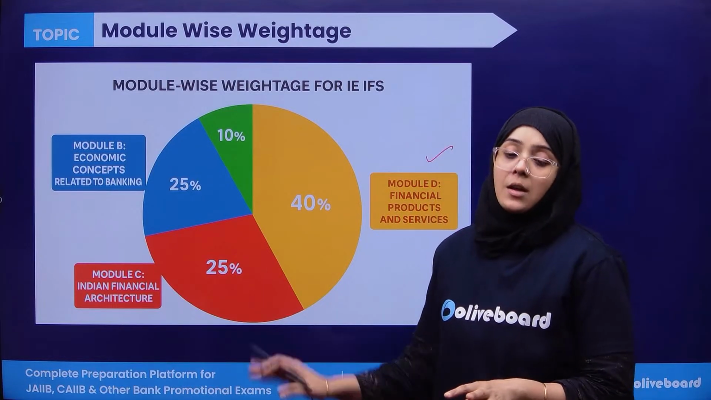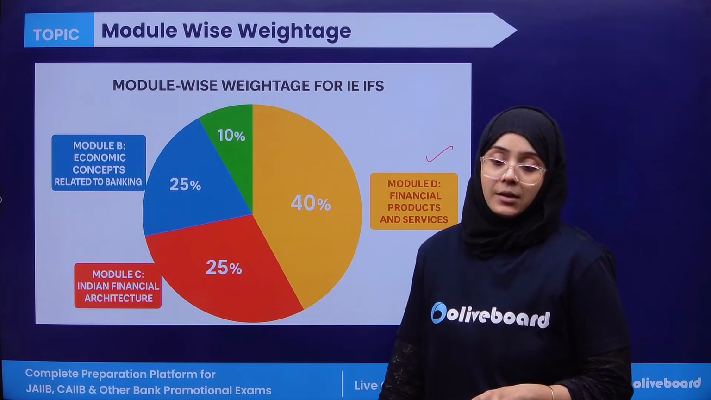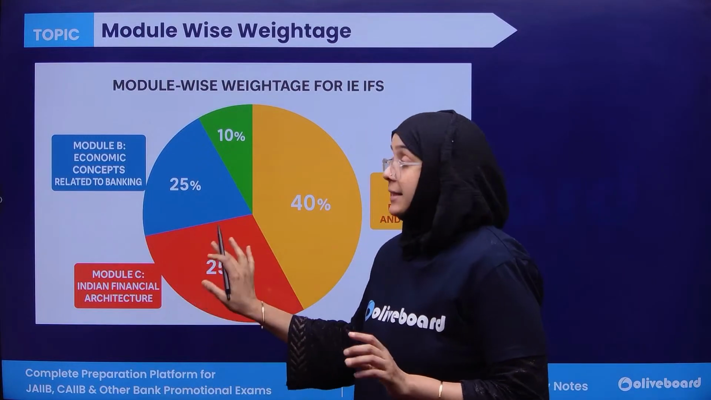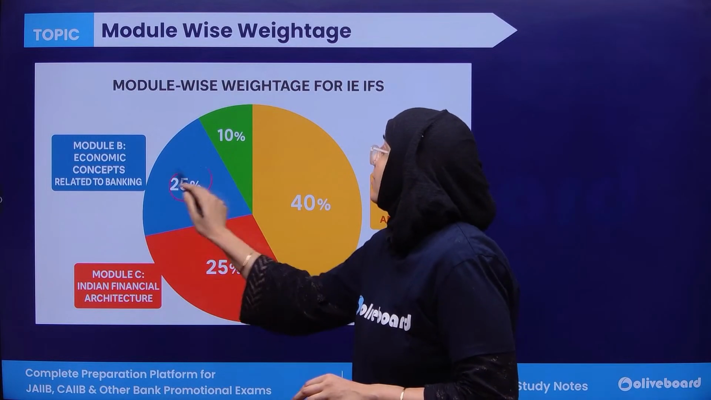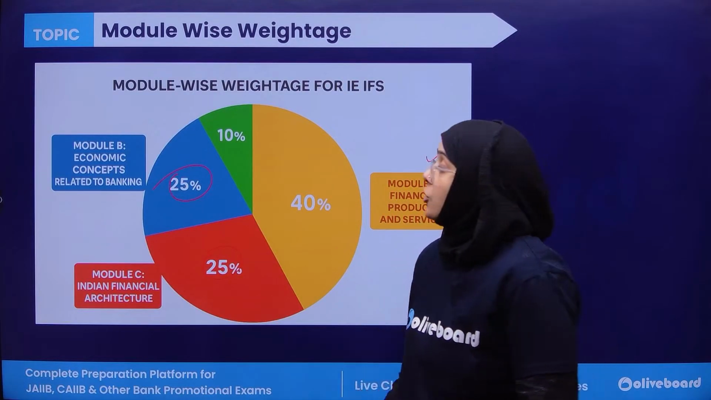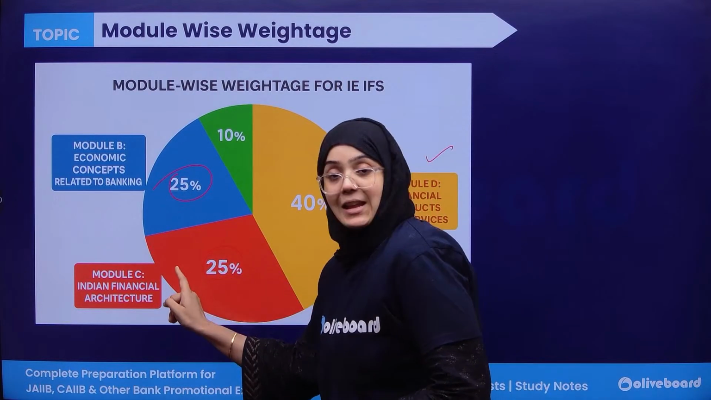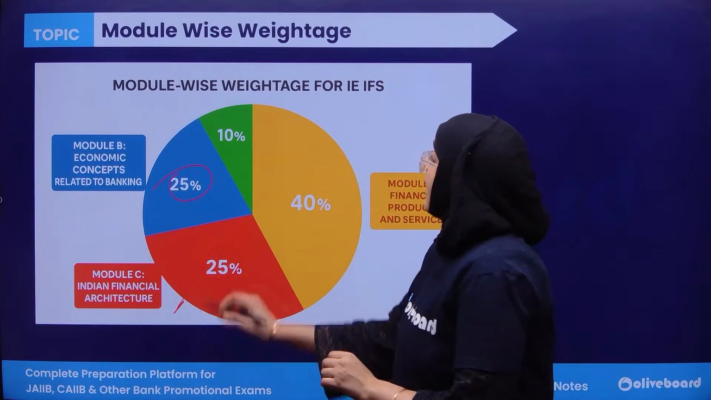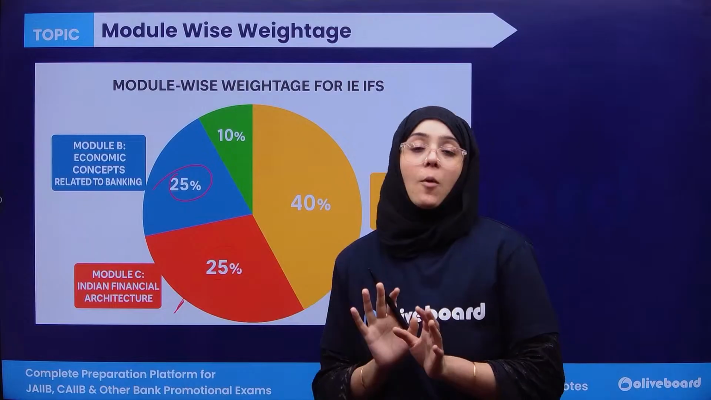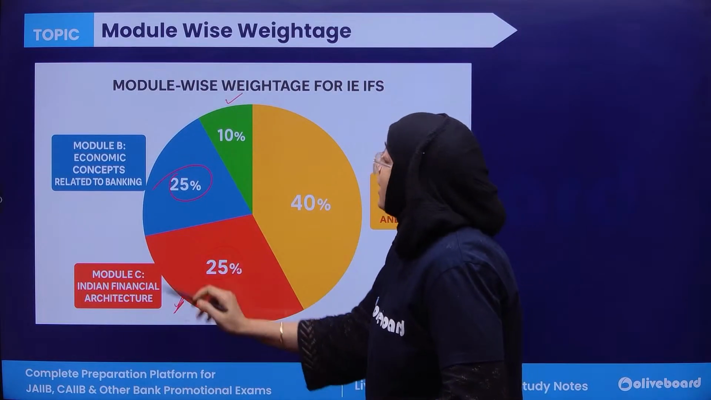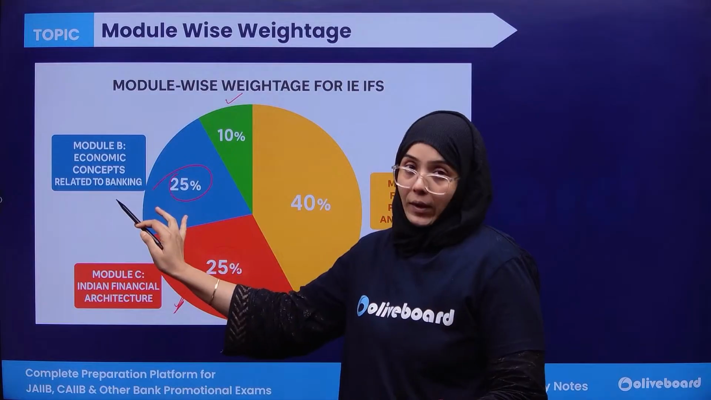40% of your paper is from module D, right? Now, module B and module C have approximately the same weightage. Okay, so this is very tricky, this is very easy, so this is very scoring for you all. And the rest 10% you will find from module A. So this is very scoring, this is tricky but scoring, right?